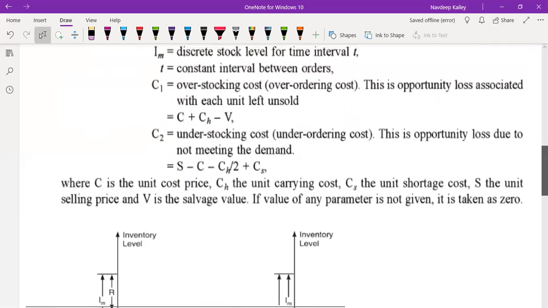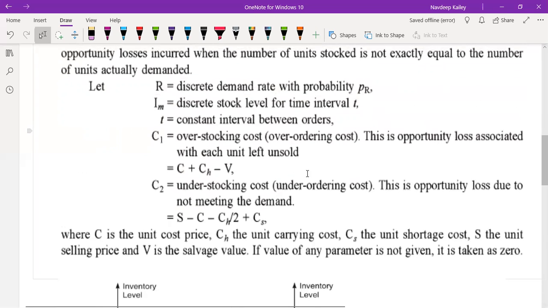The overstocking cost and the understocking cost are given by these formulas. Overstocking cost is given by C plus CH minus capital V. What is C? C is unit cost price, CH is unit carrying cost, and capital V is salvage value. And the understocking cost is given by capital S minus C minus CH by 2 plus CS. What is capital S? That is unit selling price. Capital C is again unit cost price, CH is unit carrying cost, plus CS. What is CS? CS is unit shortage cost.